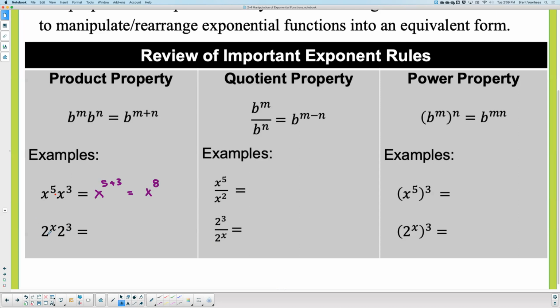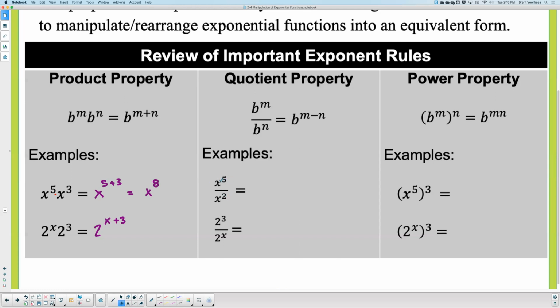Or here. This is 2 to an unknown power times 2 to the 3rd. How could we rewrite that? x plus 3. Whatever unknown amount we have here, just add 3 more 2's to that unknown amount and you'll have your value. So 2 to the x plus 3. That's the product property. The quotient property is very similar.